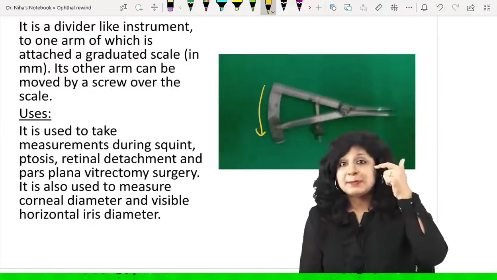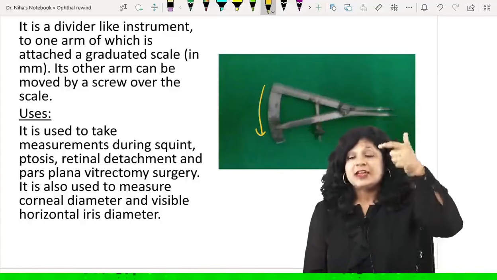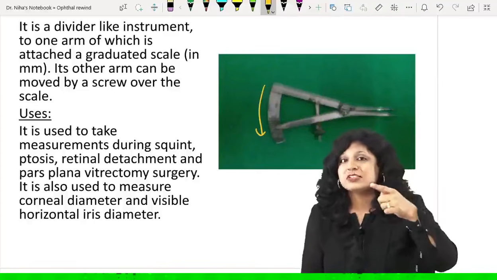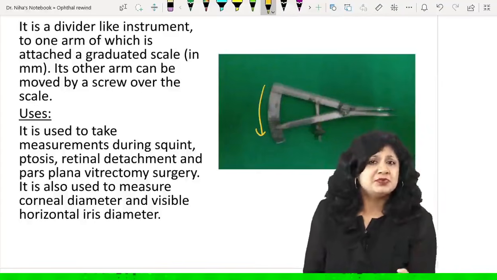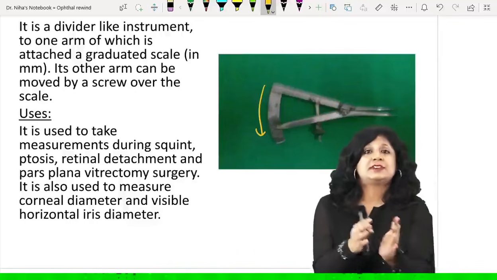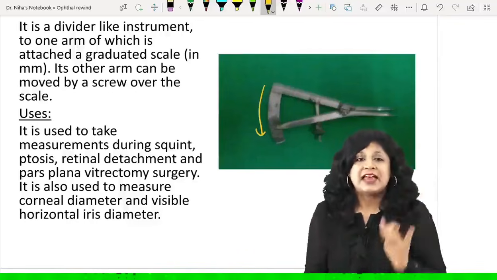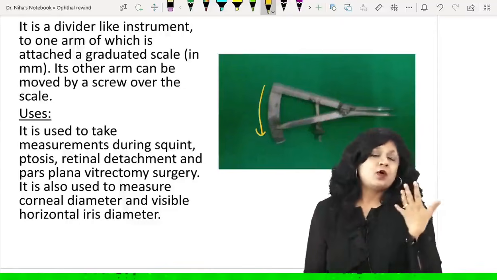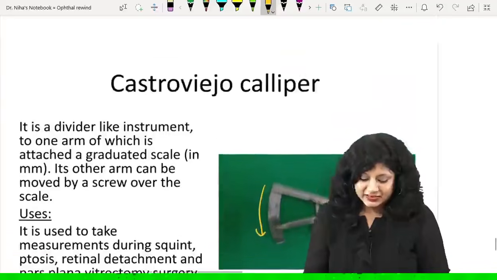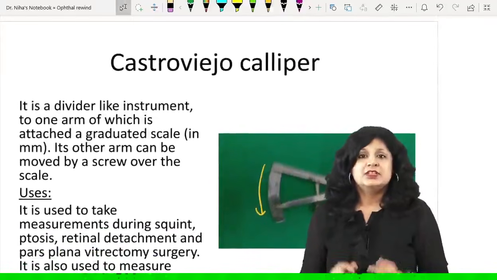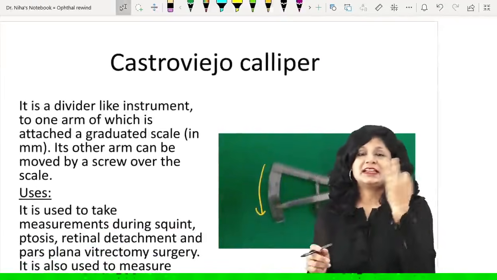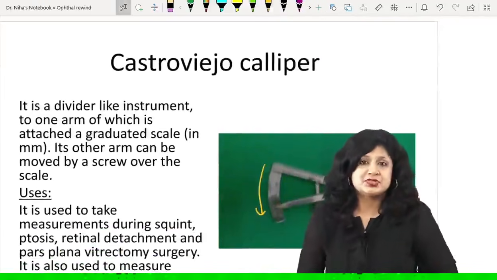Or when I am doing the PPV, pars plana vitrectomy, in order to make sure that I am going through the pars plana, you have to measure the distance from the limbus. Again, I will be using it. Or suppose I want to make out whether it's a microcornea or it's a megalocornea, you have to see the iris diameters. At all those places, we will use this Castroviejo calipers. C for C, Castroviejo corneal calipers. Basically, it can be used for the corneal dimensions also, right?